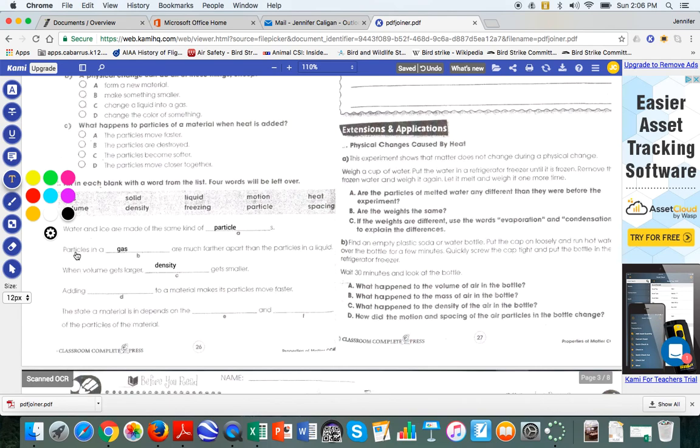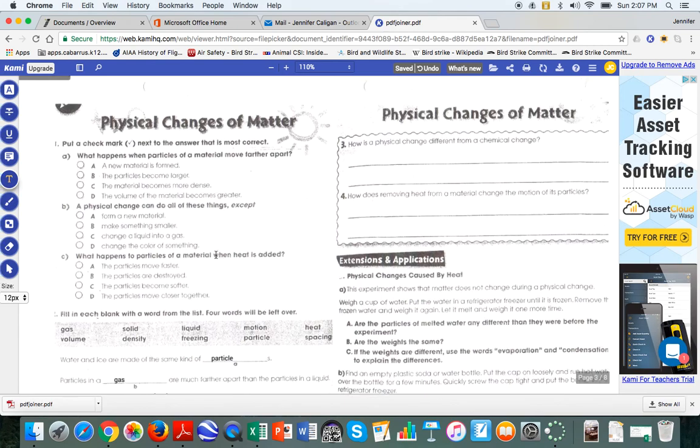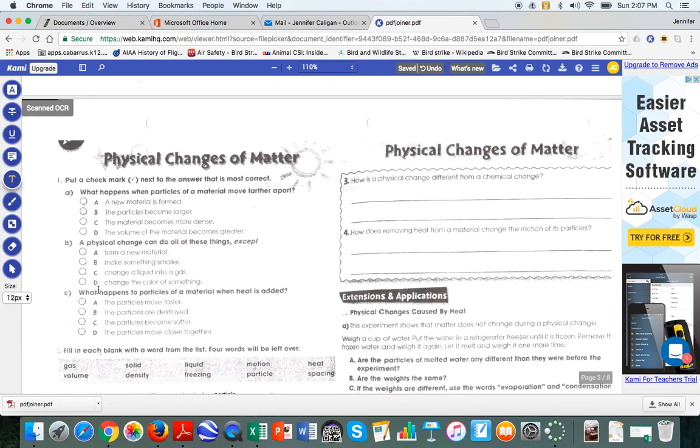Adding heat to a material makes the particles move faster. That's heat. The state a material is in depends on motion and spacing of the particles. So this has to do with motion and spacing. Okay, so you didn't use all those words. All right, physical changes of matter, number 3.